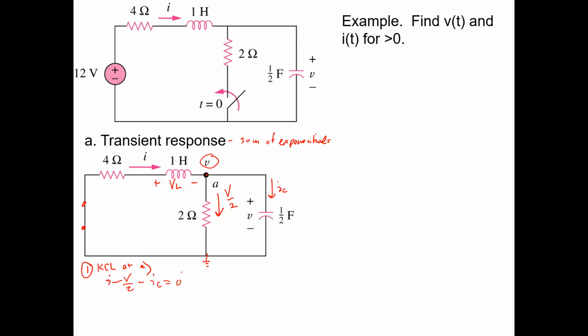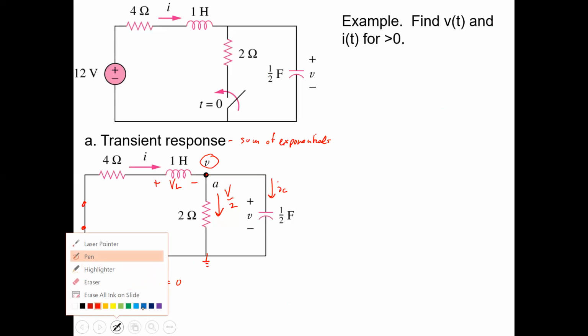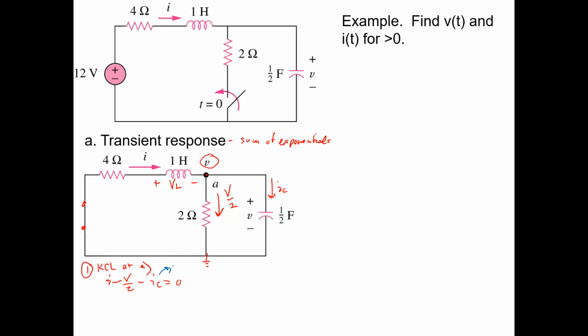And you've got this IC, which is C dV dt. Allows us to write something like this: I minus V over 2 minus 1/2 dV dt equals 0. So that's a start. Still have 2 unknowns in there.